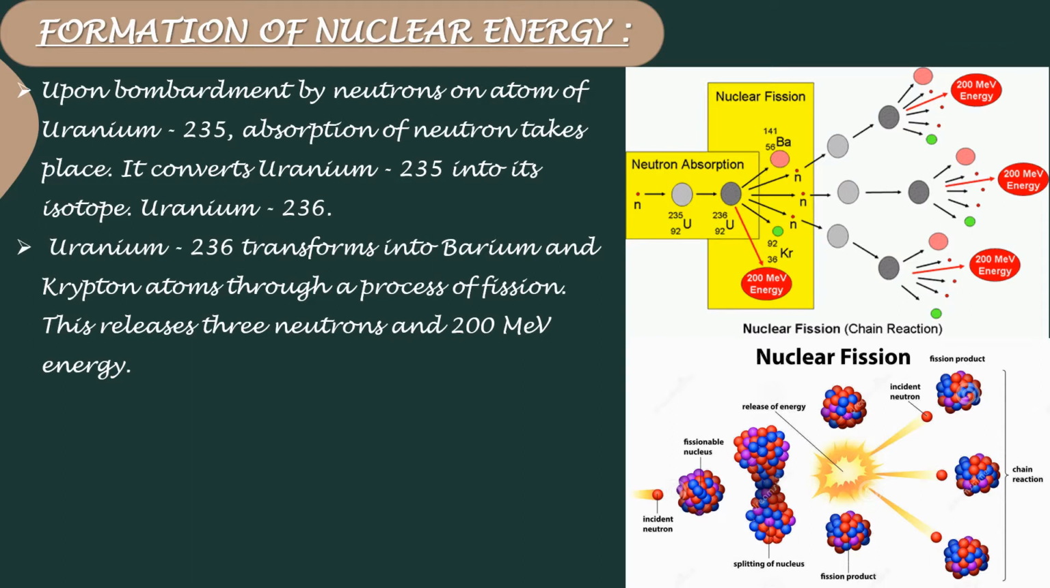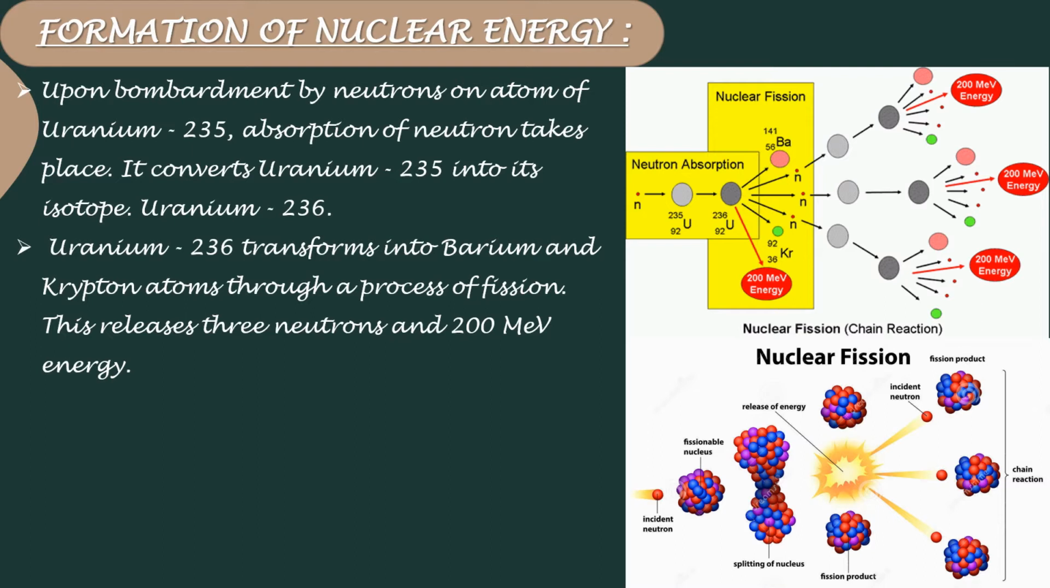And this releases 3 neutrons and 200 mega electron volt energy. Now this mega electron volt energy is a million times more than an electron volt. And 1 electron volt is defined as the energy that an electron gains when it undergoes a potential difference of 1 volt. And in the SI unit, 1 electron volt corresponds to 1.6 multiplied by 10 raised to minus 19 joules.